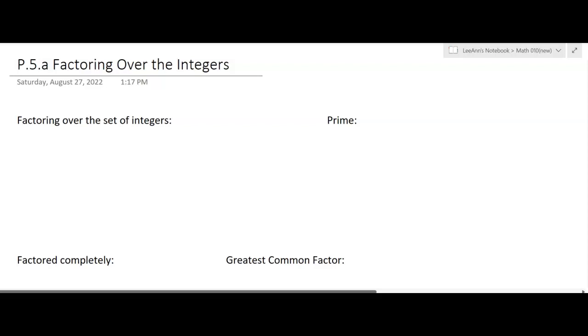So in section P4, we talked about polynomials and we worked with them. We added and subtracted and multiplied them. And now what we wanted to be able to do is factor polynomials. You may have seen some of this before, but we want to be able to factor because it's an important tool in algebra. Now when we're talking about factoring, factors are things that are multiplied.